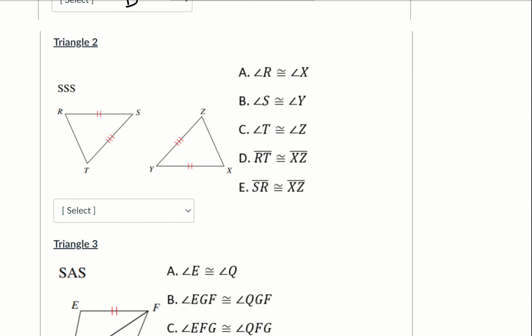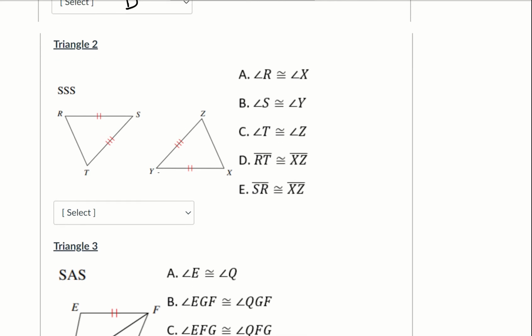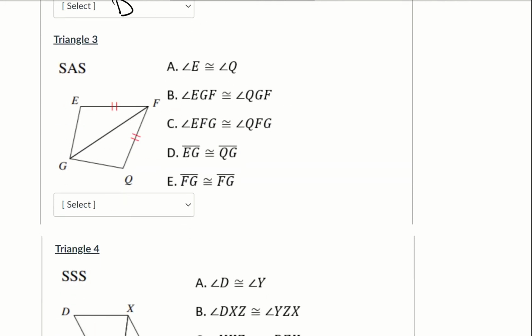For triangle 2, we already know that this side is congruent to this side, and this side is congruent to this side, and so we're going to need another side. So we need to know that RT is congruent to XZ.